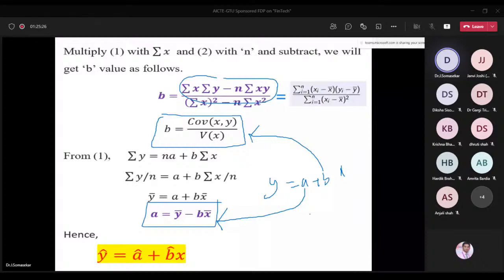Let us assume this is a simple example. Bitcoin open price, I'm assuming like this, simple data, maybe some negative also there, no need to worry. So this is the X value, this is the Y value. X is nothing but BTC open, that means Bitcoin opening price, and the closing price is nothing but the Bitcoin price prediction value.